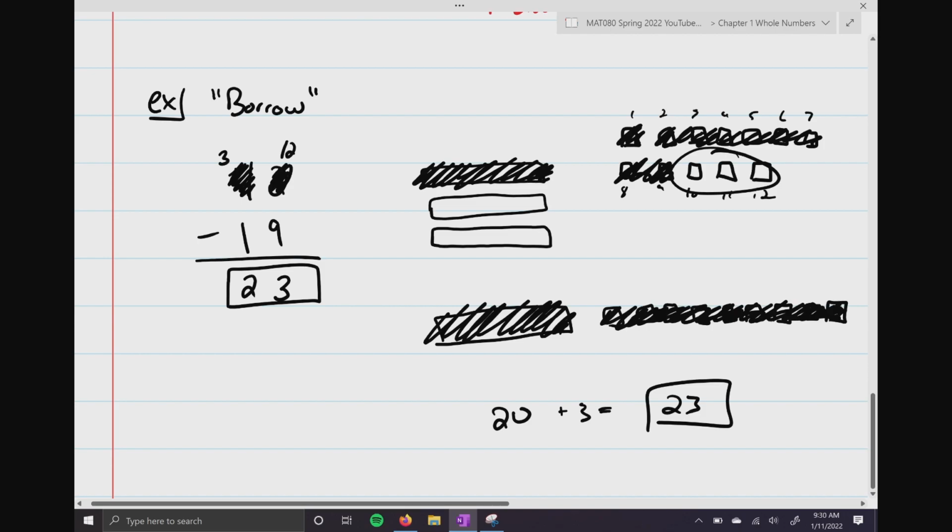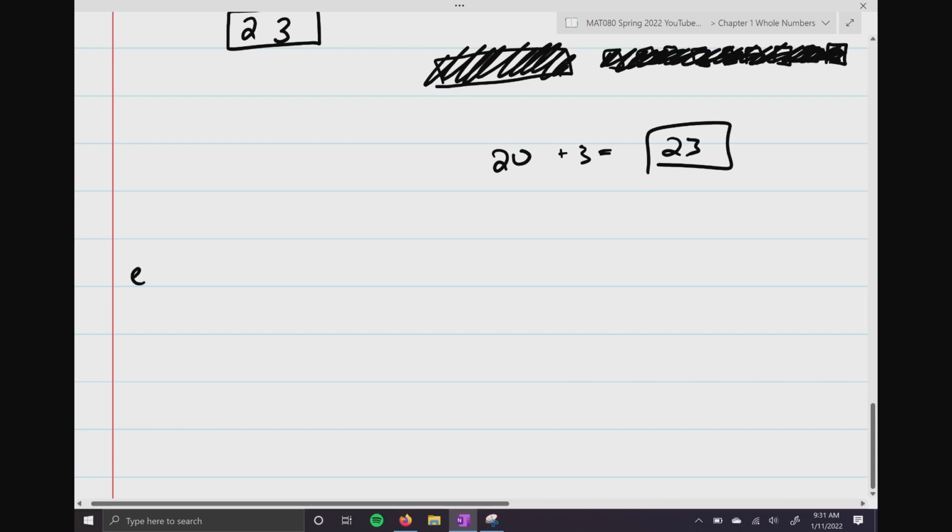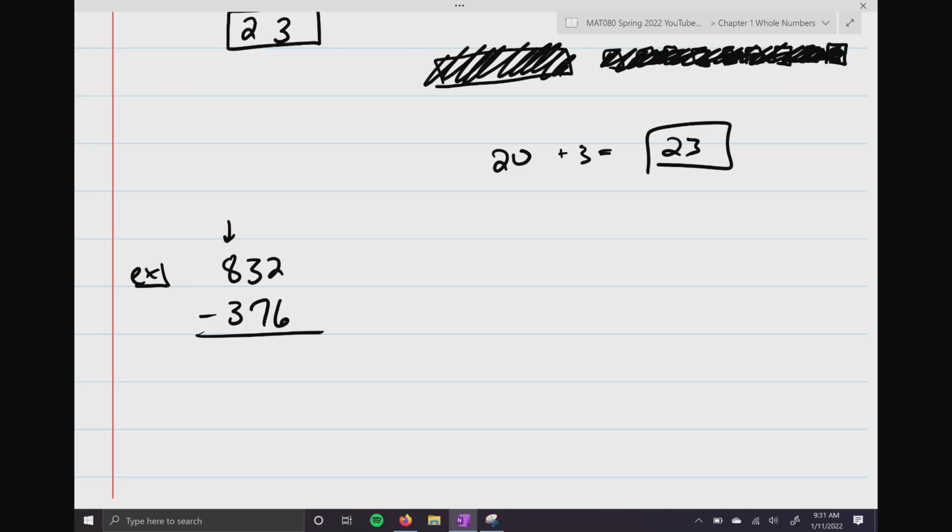So what I want to do here is just do a couple more where we have to borrow. So let's subtract 832 minus 376. Now, if I wanted to, I could use the block method, but I'm not going to because as soon as you get that hundreds position in there, now you're talking about 10 by 10 blocks, which are 100 squares, and I don't want to draw 8 of those. It gets very cumbersome very quickly. So we're going to go with our vertical column method.